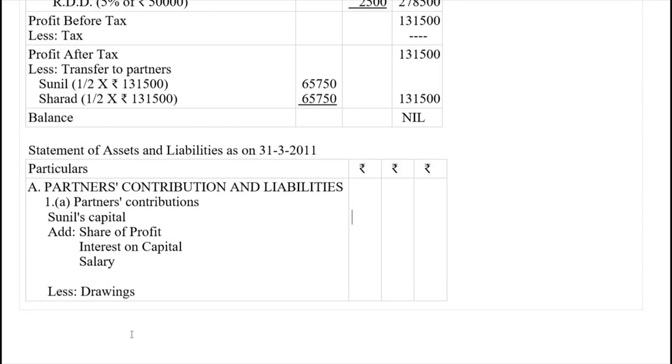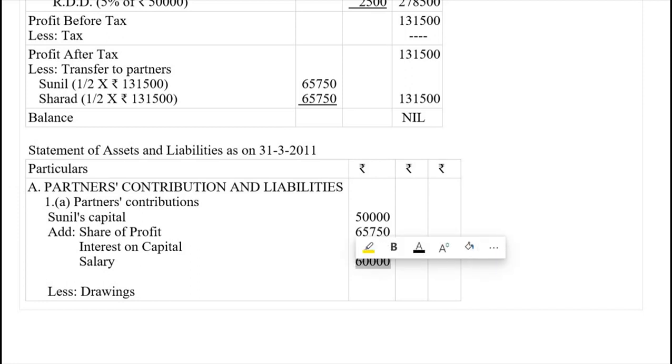So Sunil's capital is given as rupees 50,000 here. To this we should add a share of profit, which is calculated as 65,750. Then interest on capital, which was calculated as rupees 5,000. Then salary eligible will be 60,000 here. So now let me take the sum of this in the same column here. So it will be now 50, 1,15,000, 1,15,000, 1,21,000, 1,18,000, 80,000.